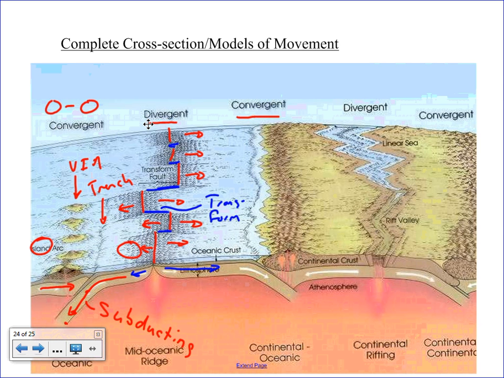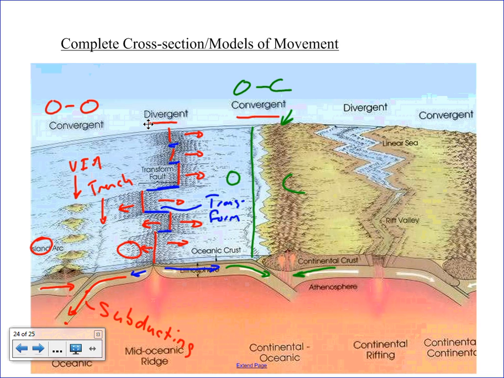This location over here, then, we have another convergent boundary as this plate collides with this plate. Since we have an ocean plate here colliding with a continental plate, this would be an ocean-continent convergence. Again, your trench, your coastal mountain chain, and active volcanoes.